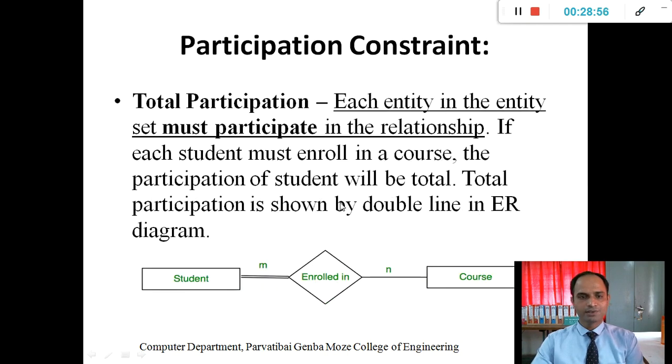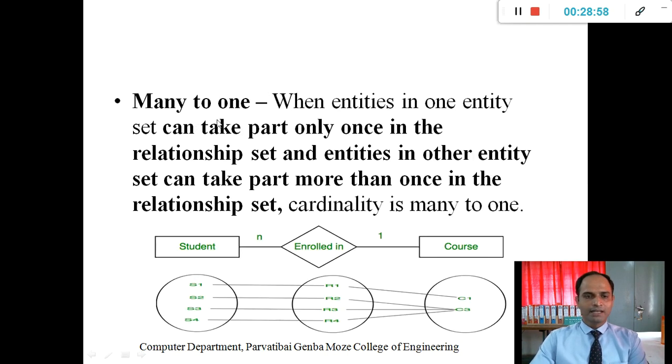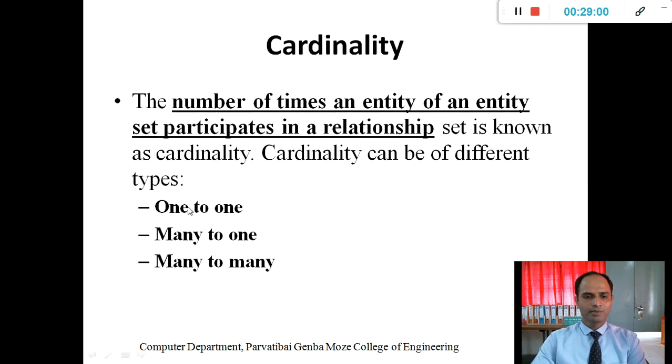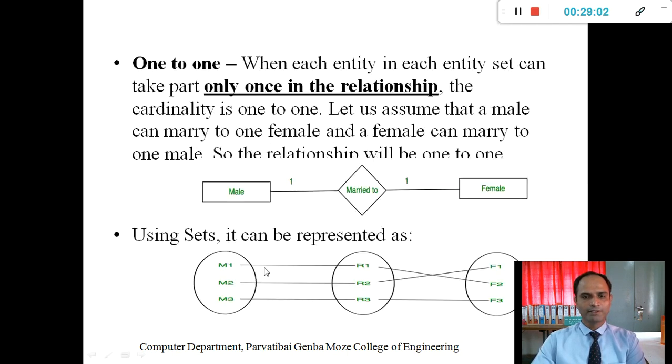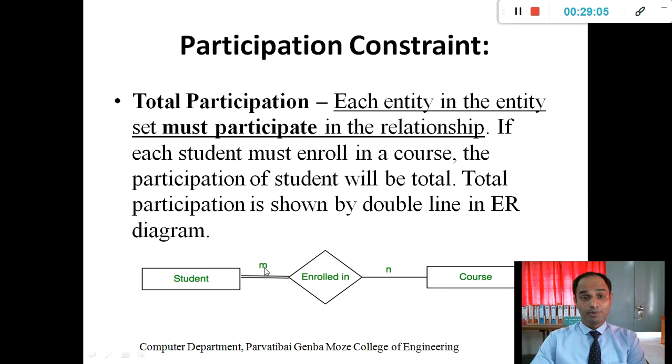Then next, this ends the cardinality, which is about one to one, many to one, many to many, which represent the relationship. Then the total participation, and then the next concept, that is participation constraint.